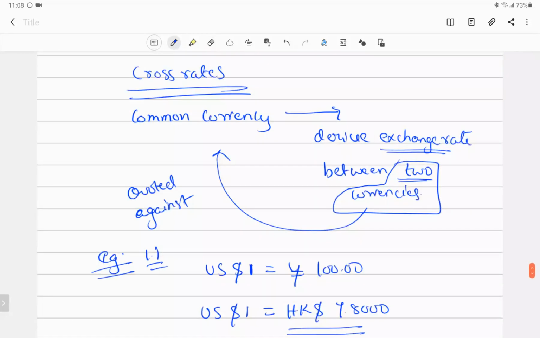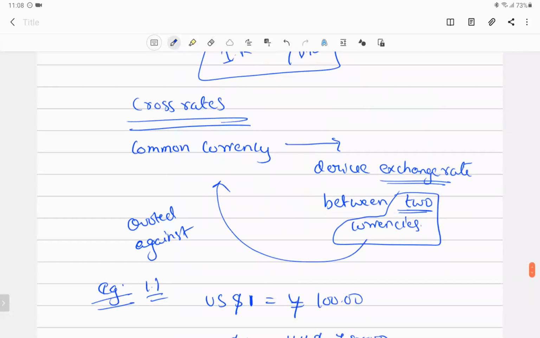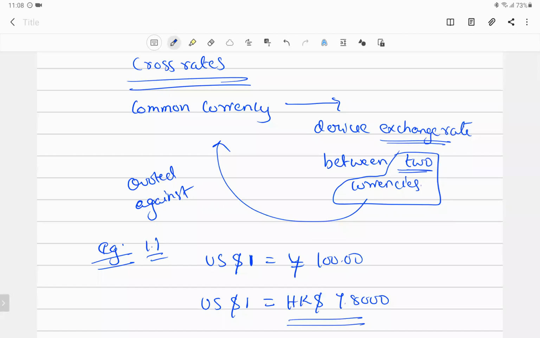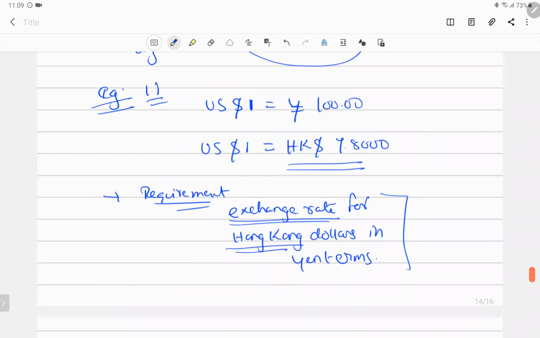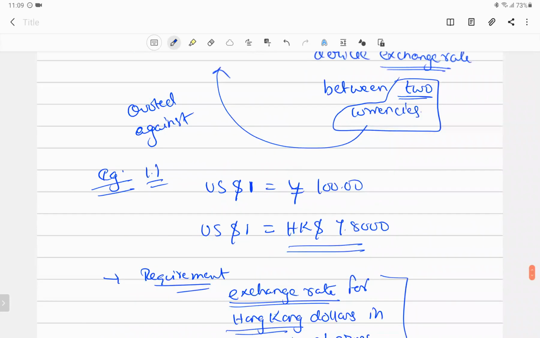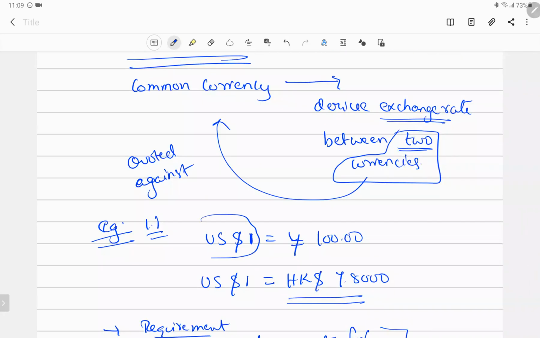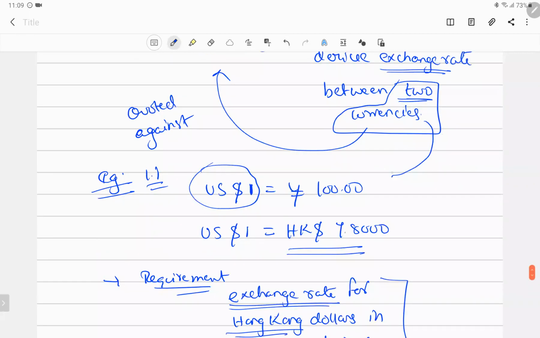We know that the cross rate is nothing but a common currency. From the common currency, an exchange rate has to be derived between two currencies, right? Normally, the two currencies will be quoted against the common currency. Yesterday we saw the example of the yen and deriving the Hong Kong dollar rate in terms of yen. The common currency is your US dollar, and the two currencies they have given are the yen and the Hong Kong dollar.